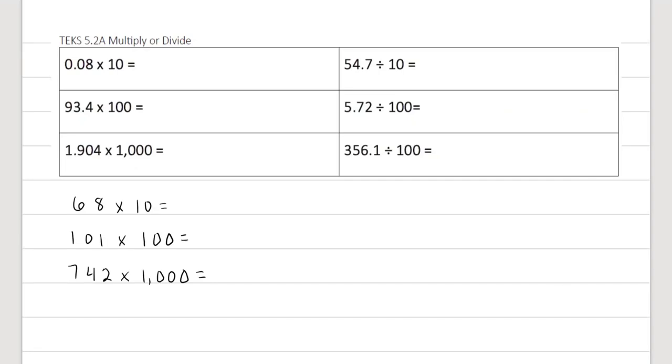For those needing help multiplying and dividing by the powers of 10, 100, and 1,000, let me help you with the strategy that we use in class. So I will start with multiplying.